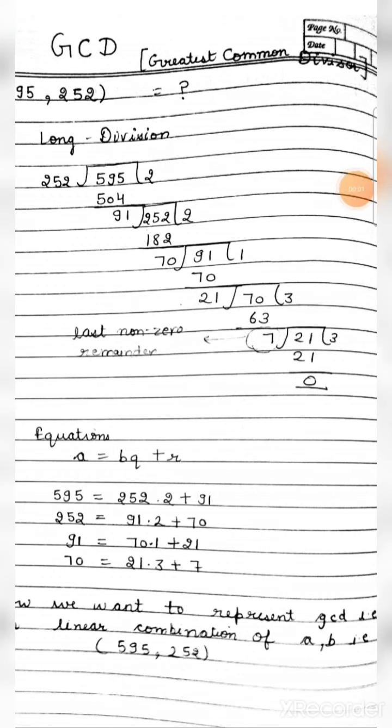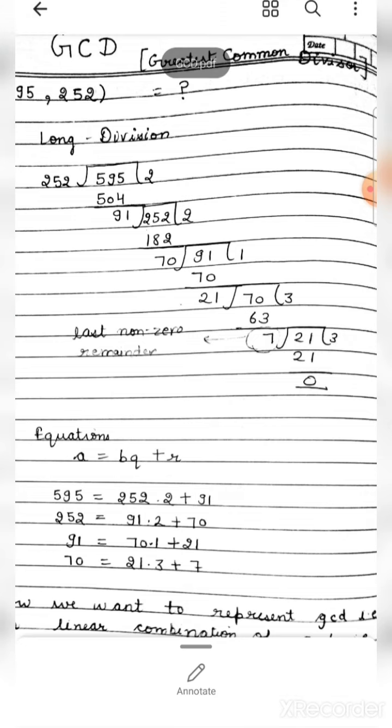The topic is greatest common divisor. First, we will learn how to find the GCD of any two numbers using long division, and then we will represent equations using Euclid algorithm. And finally, we will use backtrack method to represent GCD in linear combination of those two numbers.